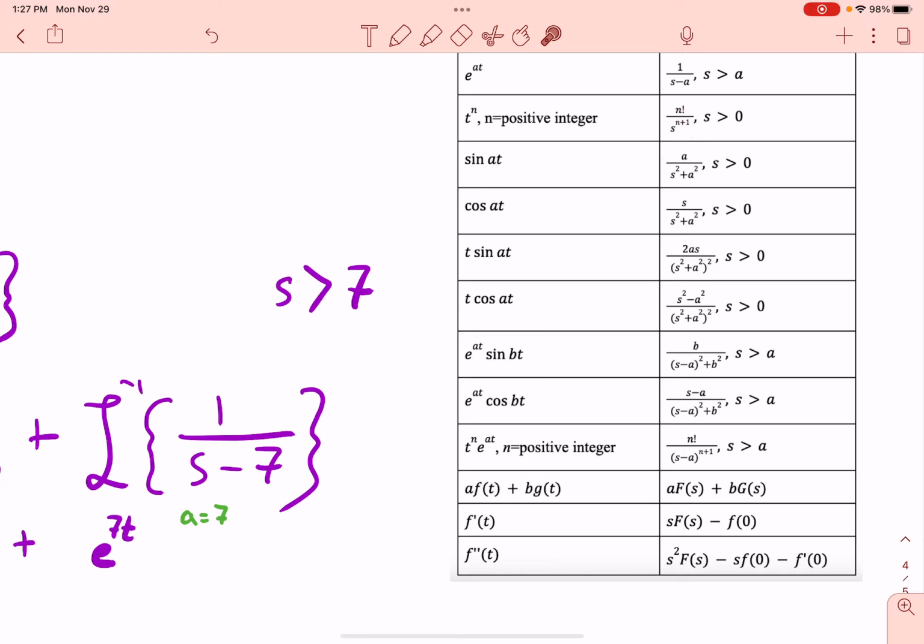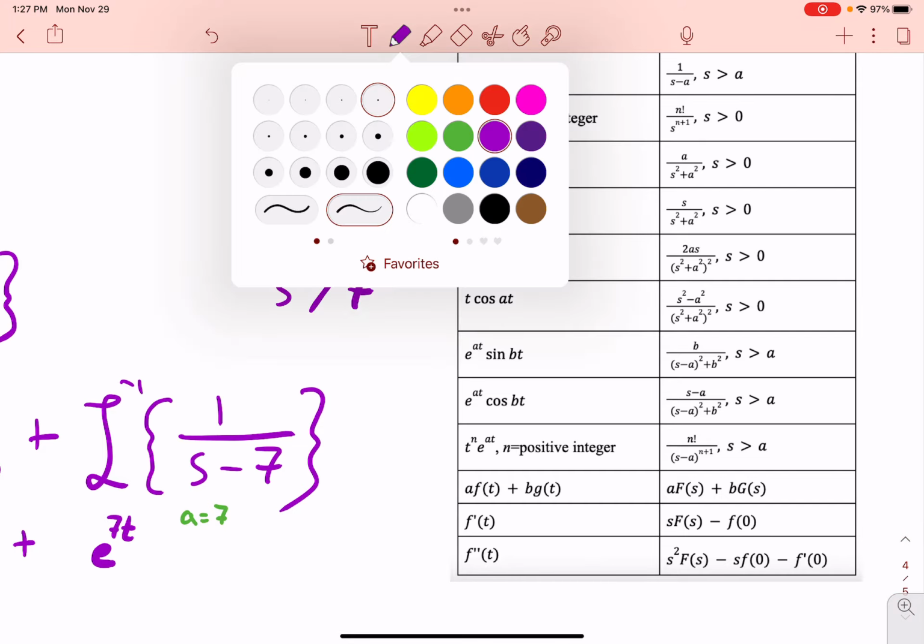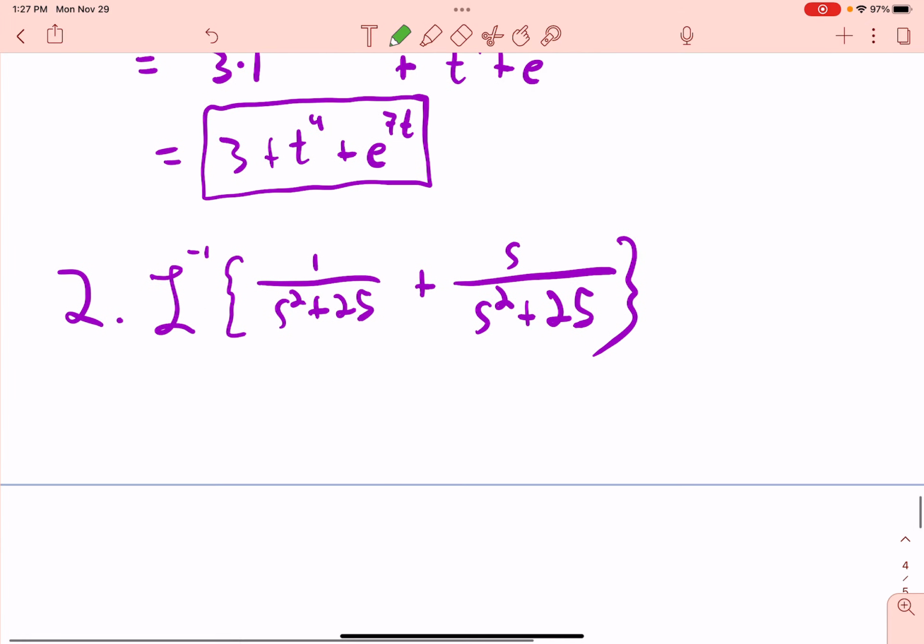Looking down the list here, it seems like s squared plus a squared looks pretty good. And the thing that we're missing is a number on the top, that a on the top. Here, you can see from the s squared plus a squared that the a should be 5. And the reason I say that is because our fraction looks like s squared plus 25, and we would have to put a equal to 5 in order to get s squared plus 25. So let's make a note of the value of a in this. Here we have that a is equal to 5. And the problem here is that we don't have a on the top. We only have 1 on the top.